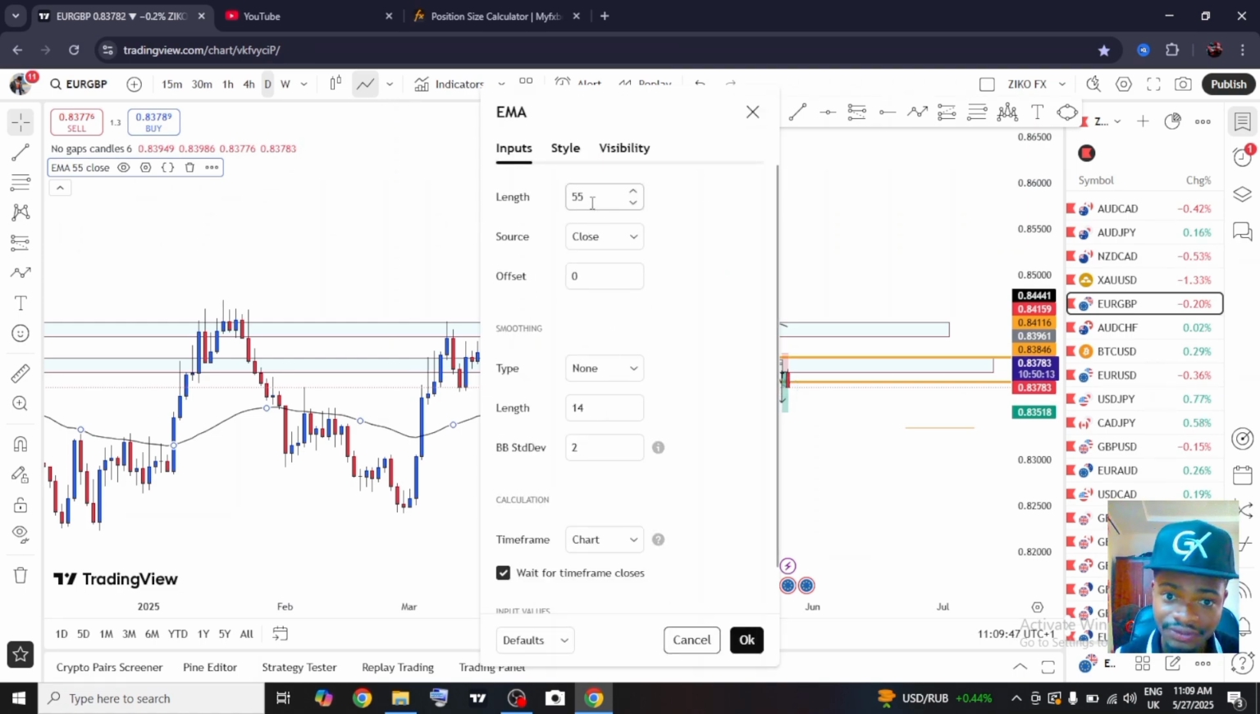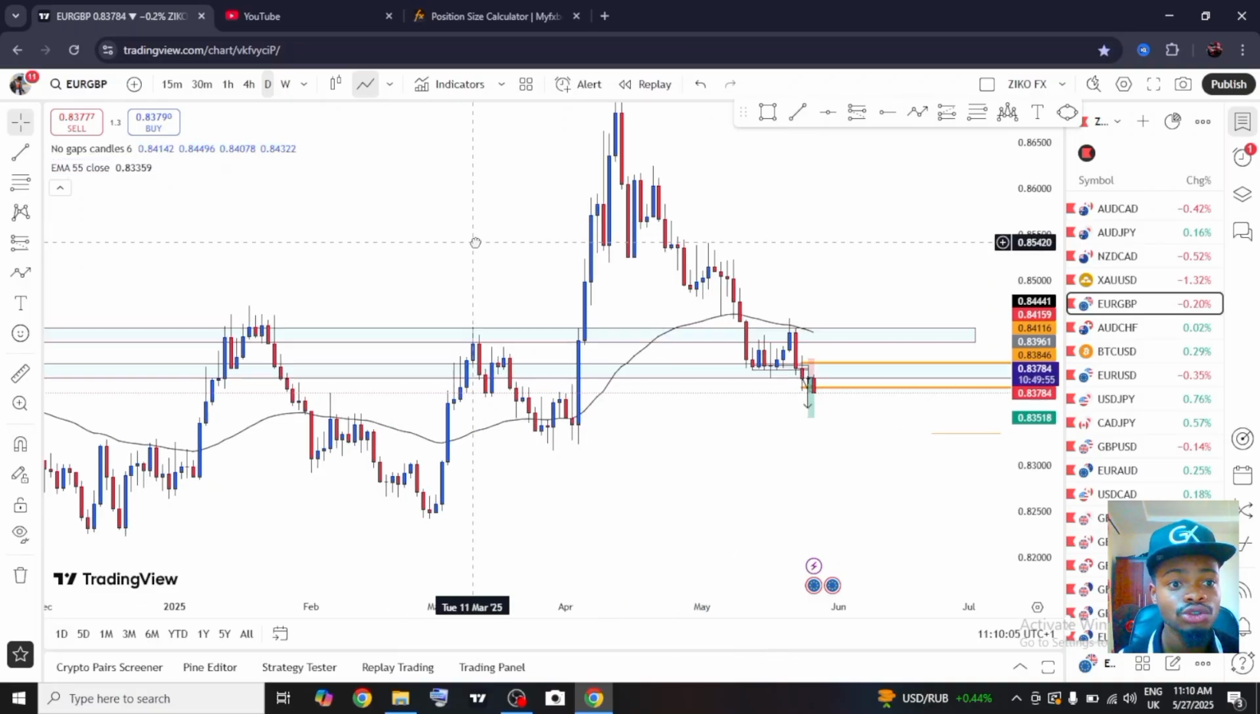I'm using the 55 because I've just been so used to 55 for so long. There's no need to change it. Plus 55 and 50 is basically the same thing. I've basically not seen any changes in the market. But if you're using what FXAlexG is using, the 50 EMA, so turn this length to 50 and click OK. That's the first indicator we'll be using.